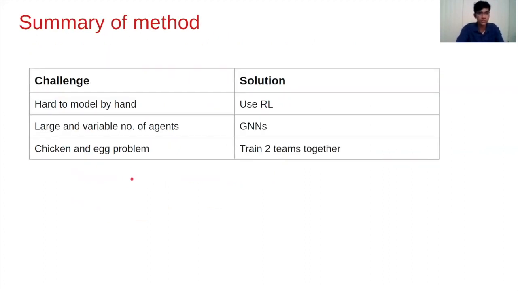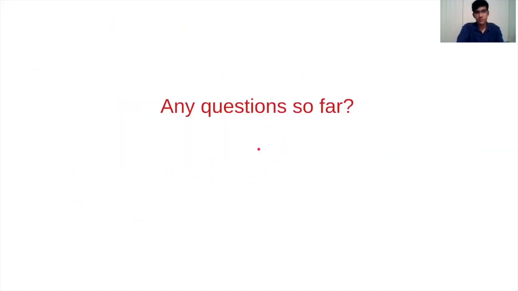Let's quickly summarize our method. The challenges that we faced are here, and the solutions are on the right hand side. First challenge was hard to model by hand. Solution is pretty simple, use reinforcement learning. Second thing was large and variable number of agents, so use graph neural networks. Chicken and egg problem, train them together. So this table summarizes our method.